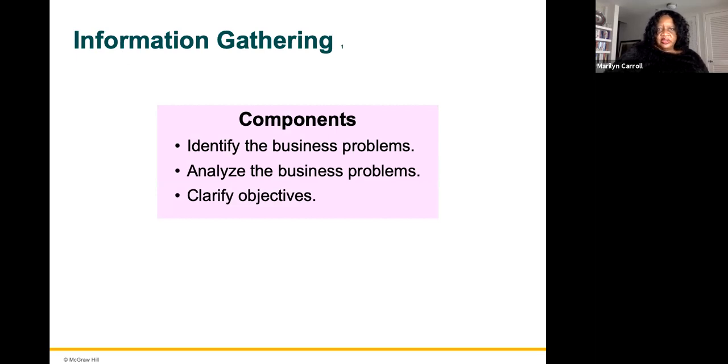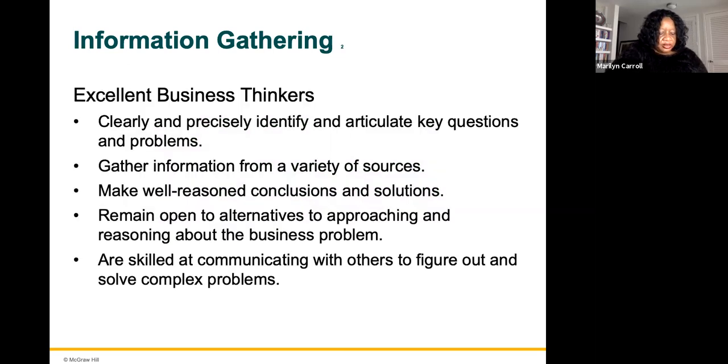So components of the information gathering process include identifying the business problems, analyzing the business problems, and clarifying the objectives. So excellent business thinkers clearly and precisely identify and articulate key questions and problems. They gather information from a variety of sources and make well-reasoned conclusions and solutions. They remain open to alternatives in approaching and reasoning about the business problems, and they are skilled at communicating with others to figure out and solve complex problems.